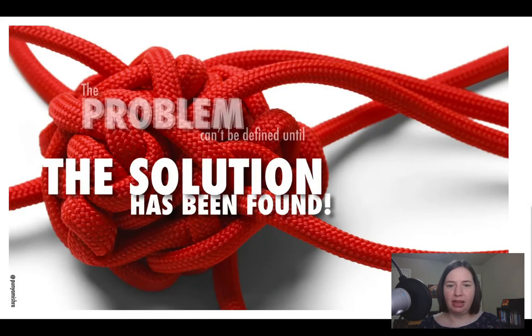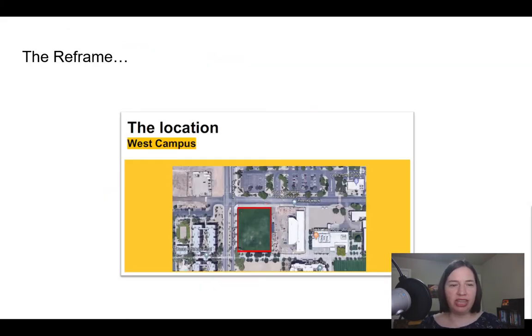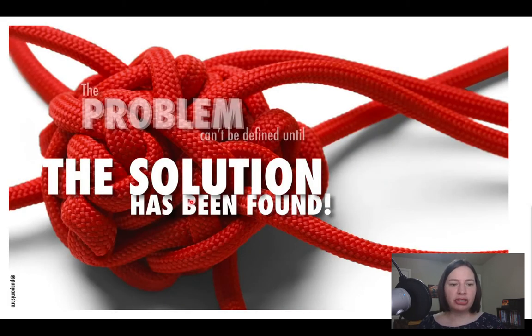Here's a quote by Rittel and Webber: "The problem can't be defined until the solution has been found." Okay, just keep that in the back of your head for a minute. And I'm going to zoom back to the other week. I believe it was in week 3, where I told you the story about an architecture studio, and the students had been told we need to create a building for West Campus for innovation and education. And I told you the story about a student who reframed the problem. So already the solution had been to build a building. That meant the problem is we need a building, right?